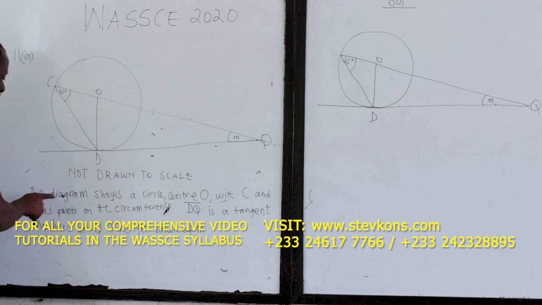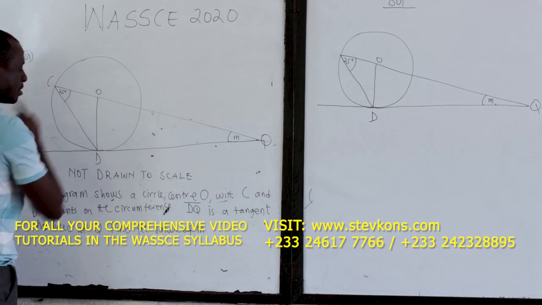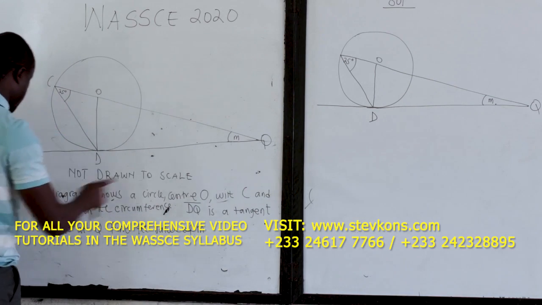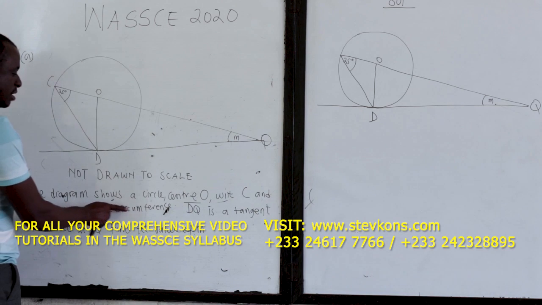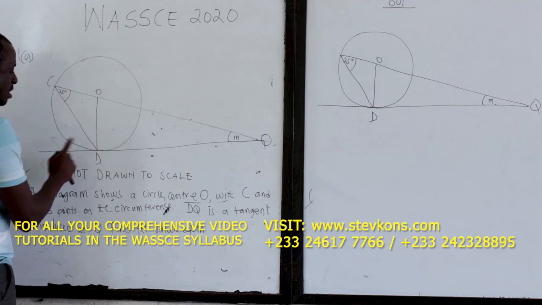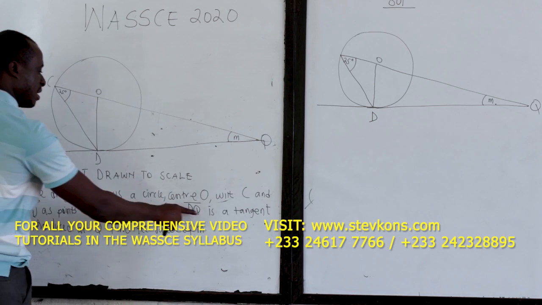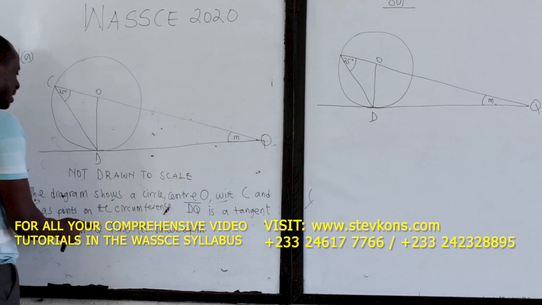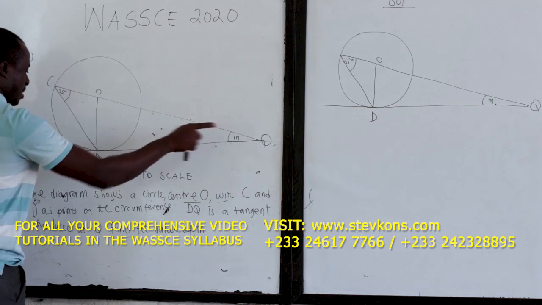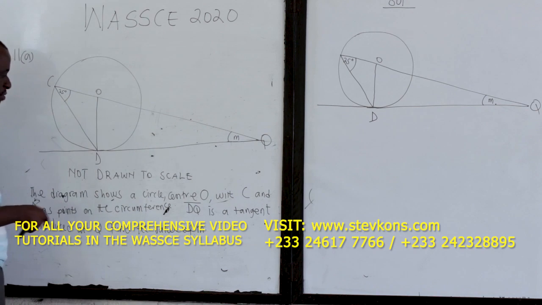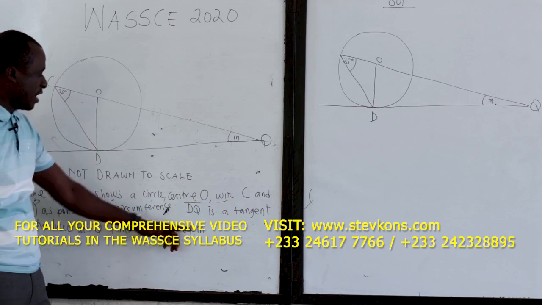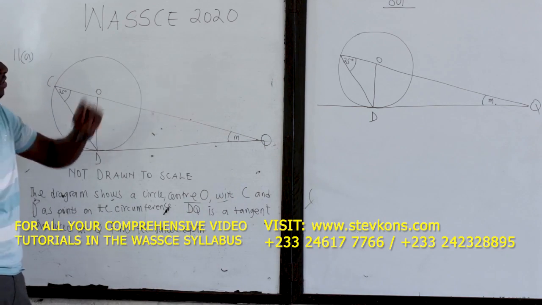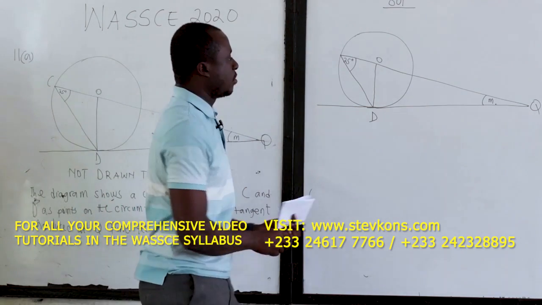Now, circle question. The diagram shows a circle center O, with C and D as points on the circumference. DQ is a tangent produced at Q. Now, the question is we should find the value of M. So let's redraw. That's what we have redrawn over here.